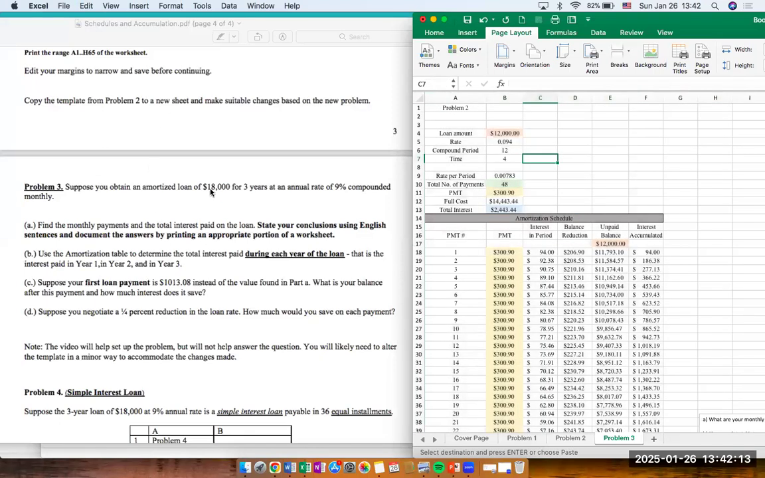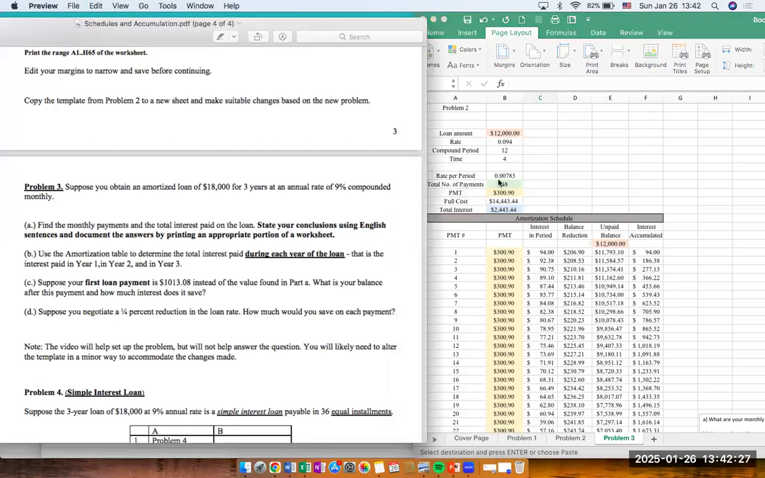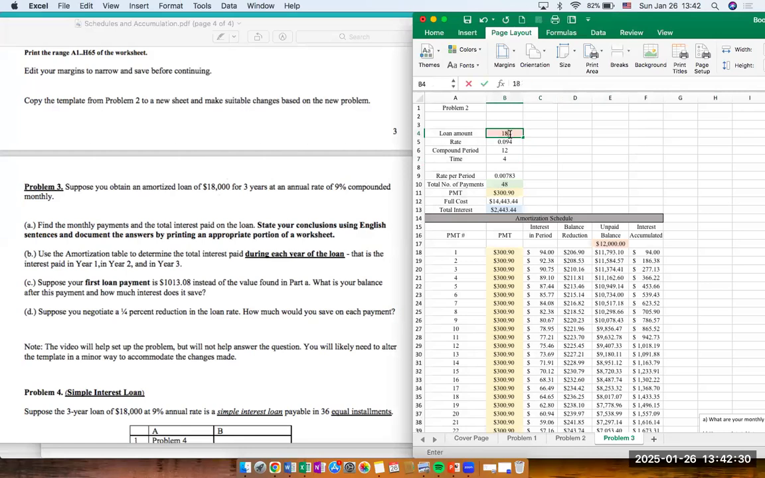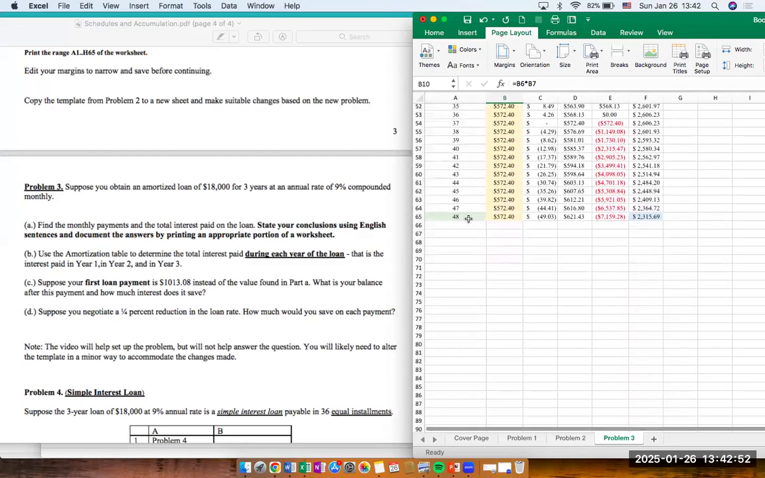Okay, so all you're going to do, and I'm going to walk you through not so much this problem, because all we're doing is making little changes and cutting off part of your schedule just to fit this problem. So it says, suppose you obtain an amortized loan of $18,000. So we have $18,000 for 3 years and an annual interest of 9%, compounded monthly, so that one can stay. Notice that by doing that, we do have some slight changes to make. Now, I'm taking a look at your total number of payments, right? We have 36. Ours is going to go all the way down to, from previously, 48.